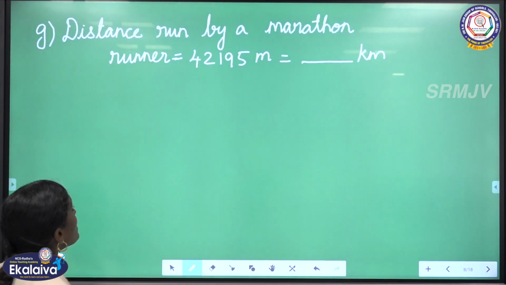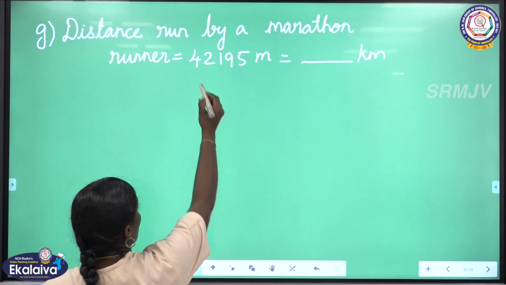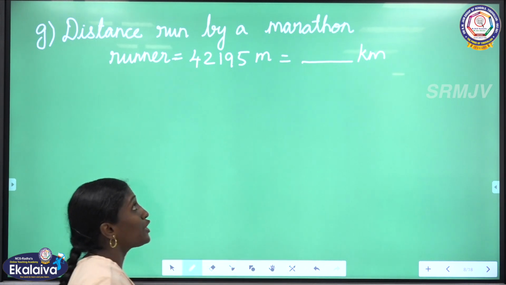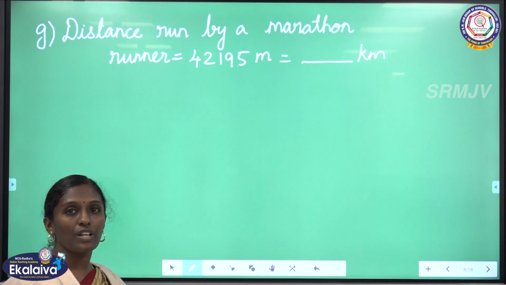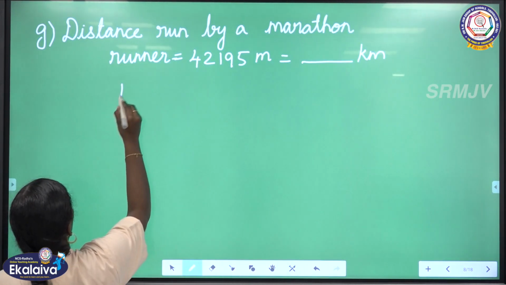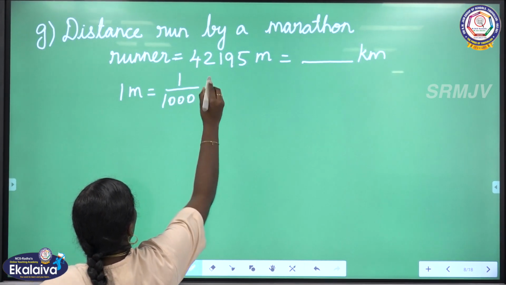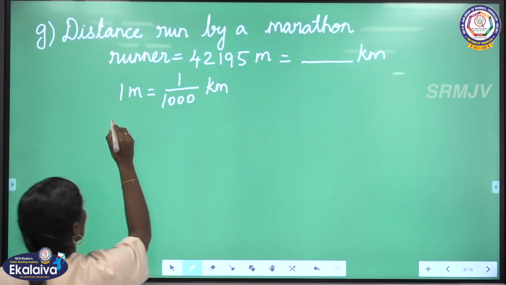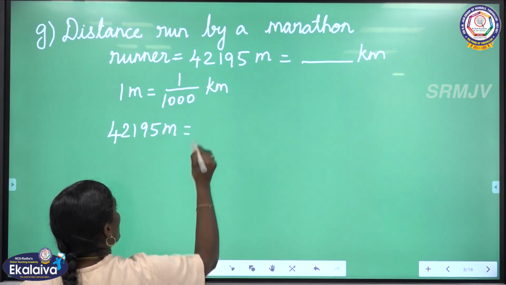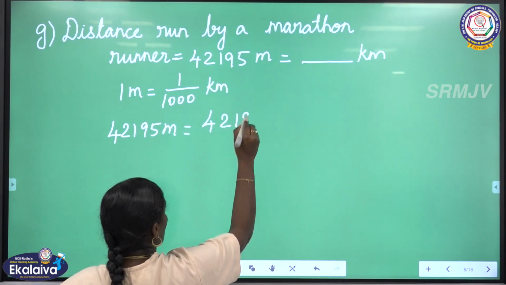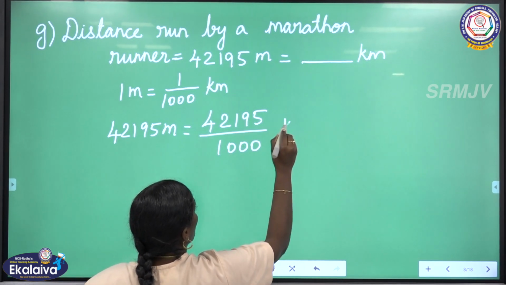The next one, distance run by a marathon runner is 42,195 meter. We are going to convert it into kilometer, meter to kilometer, smaller unit to greater unit. So, we have to use division. So, 1 meter is equal to 1 by 1000 kilometer. Here what is the number given? 42,195 meter is equal to 42,195 divided by 1000 kilometer.